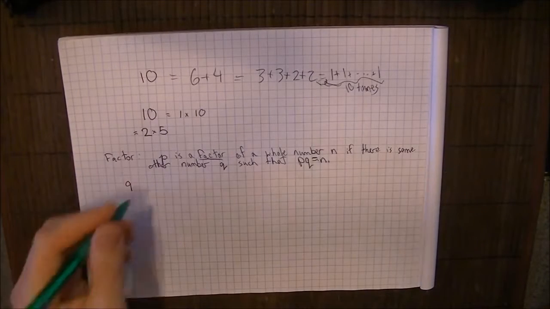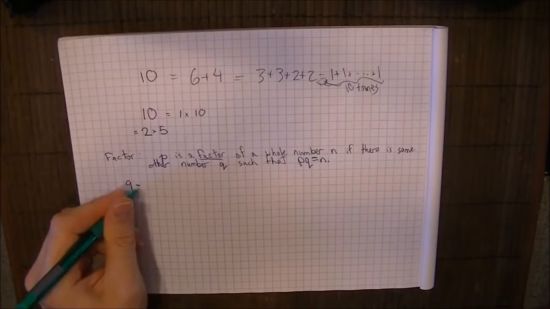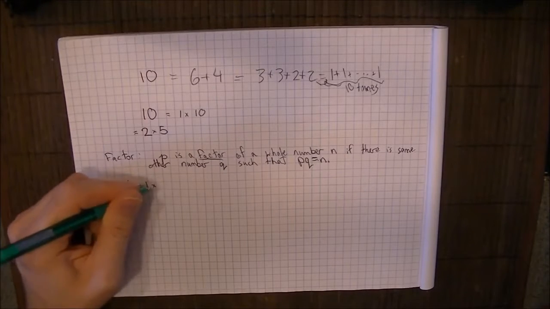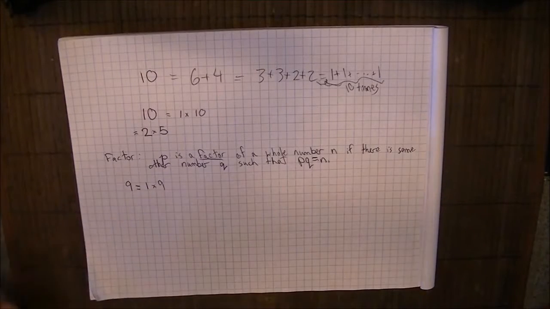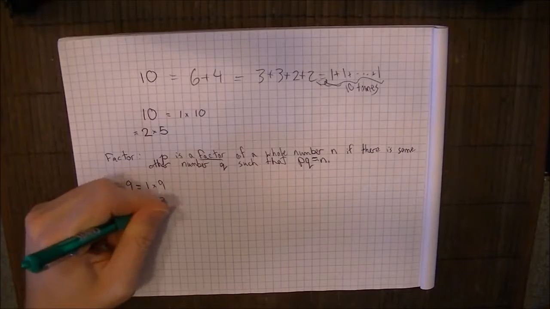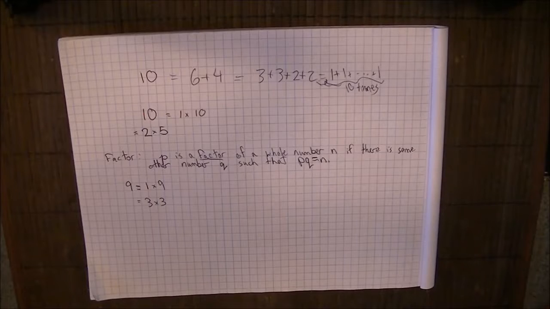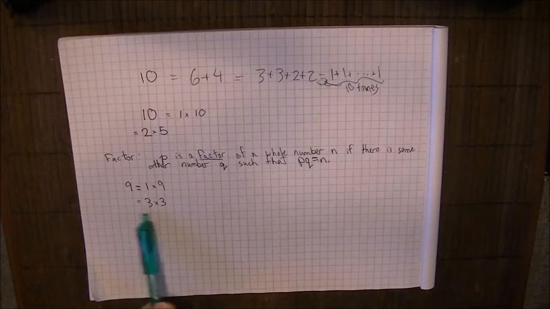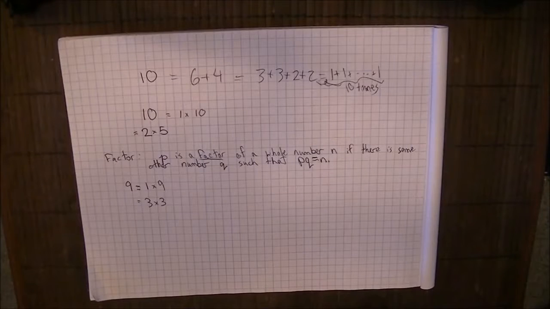Okay, so a few other examples. 9 has factors. We could represent 9 as 1 times 9, which is the boring way, but we could also represent it as 3 times 3. And 3 is a factor of 9. Notice in this case, the P and the Q happen to be the same number, and that's okay. So these are the factors of 9.